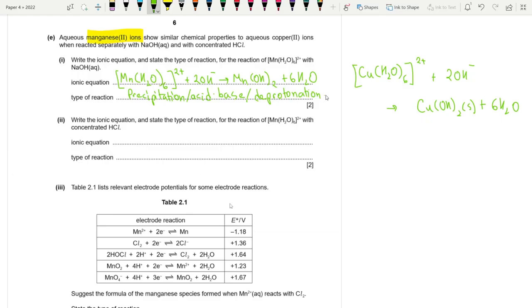Basically, water is being lost from manganese, but yeah, you could call this a deprotonation reaction. On the other hand, copper from CuCl4, so manganese will do the same thing.